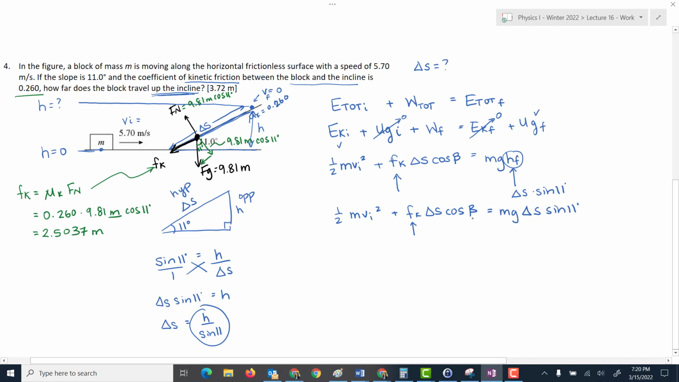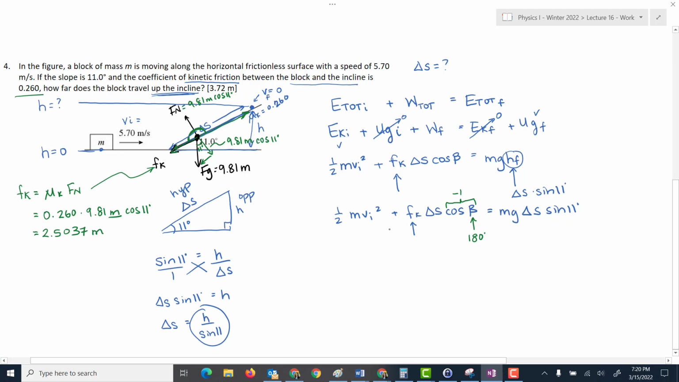What about this beta over here? Beta is the angle between my force of kinetic friction and my displacement, and my displacement is going up the ramp. So the angle between those two is 180 degrees. So that's what goes in for beta. Whenever we're doing work done by friction, the beta will always be 180 degrees. And cos of 180 degrees equals -1.